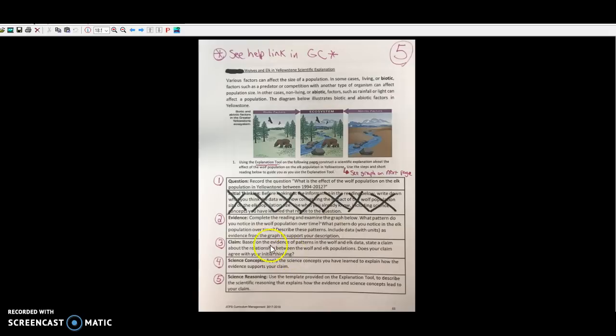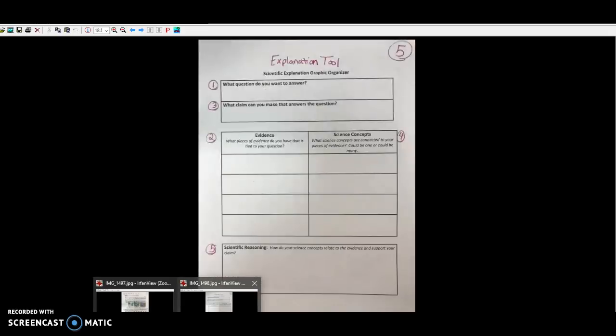So now we're going to talk about the claim. For claim, it says, based on the evidence of patterns in the wolf and elk data, state a claim about the relationship between the wolf and elk population. Does your claim agree with your initial thinking? So now you want to go back and look and see what you think the pattern really is.